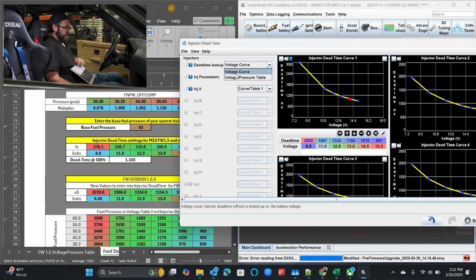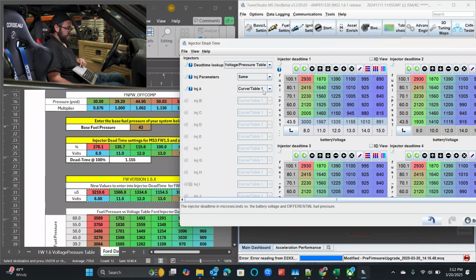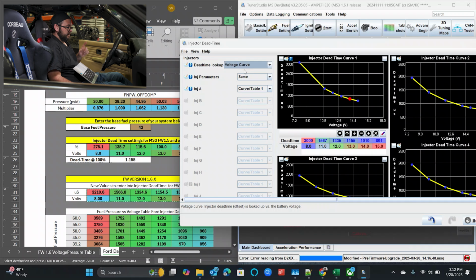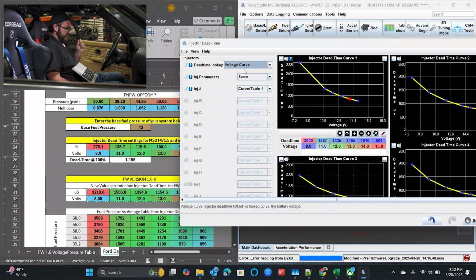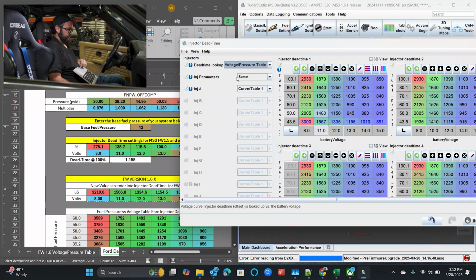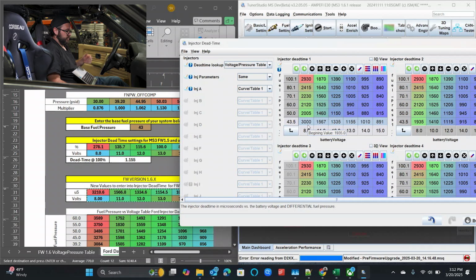If we were doing a voltage pressure table, notice how the lowest row here is 43.5, and that row got updated from my curve. Okay, something important here: if you're not running a fuel pressure sensor for feedback and you use the voltage table, it is going to pull from this bottom row because you have no pressure input. So it's going to use a pressure value of 0.